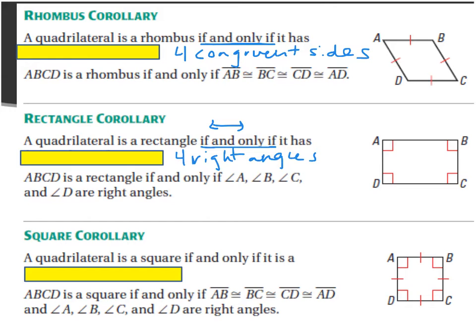Next, we have the square corollary. A quadrilateral is a square if and only if it is a rhombus and rectangle. Like it's the combination of the two? Yeah. So we need a square to have 4 congruent sides and 4 90-degree angles.